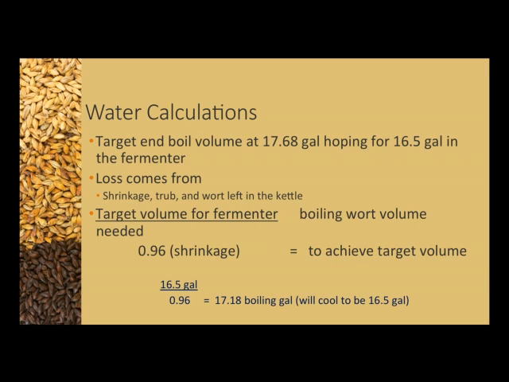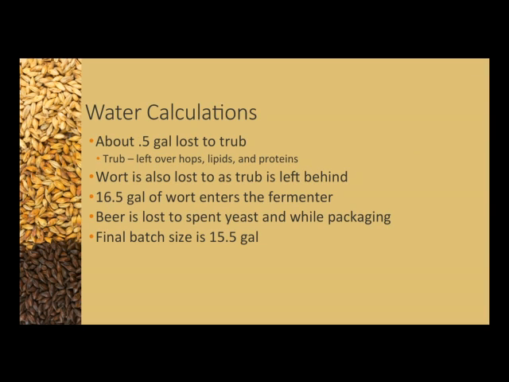The reason we target our end boil volume at 17.68 gallons is because we hope to put 16.5 gallons into the fermenter. The first loss comes from shrinkage. Just as wort expands when it's heated, it shrinks when it cools back down. Shrinkage is calculated by dividing the volume we hope to put into the fermenter, 16.5 gallons, by 0.96 to get 17.18 gallons. In other words, boiling wort with a volume of 17.18 is the same as cooled wort with a volume of 16.5. The additional 0.5 gallons is lost to trub.